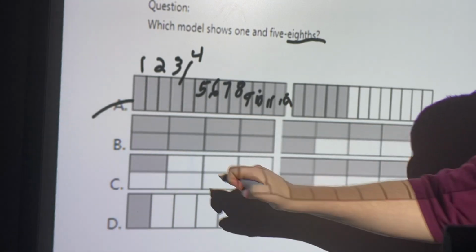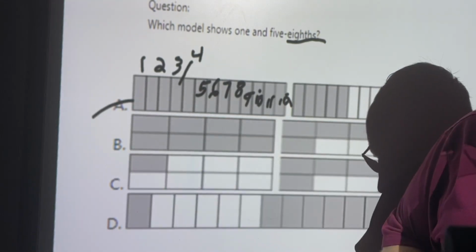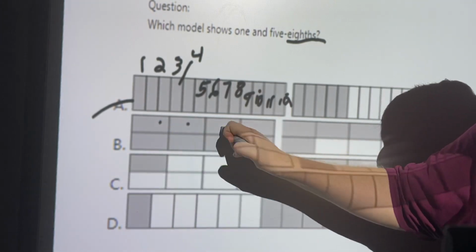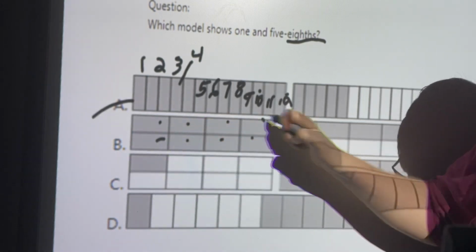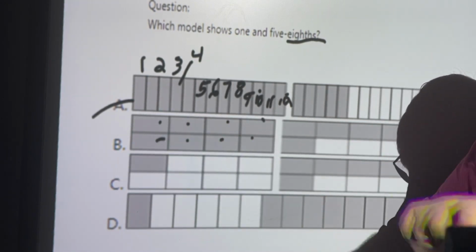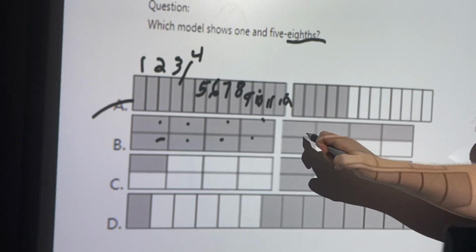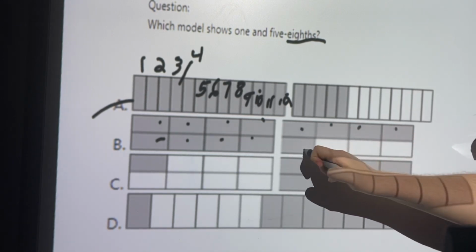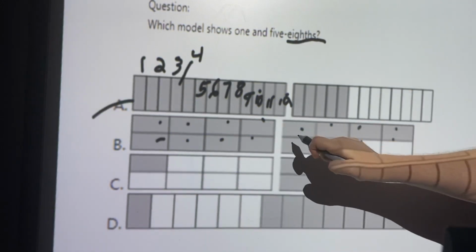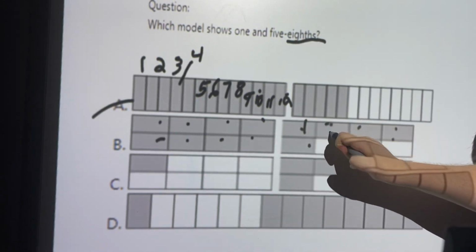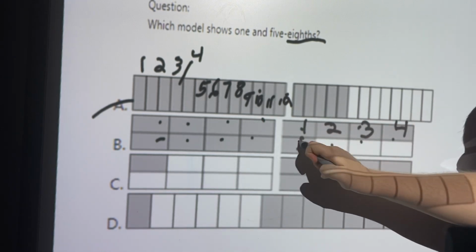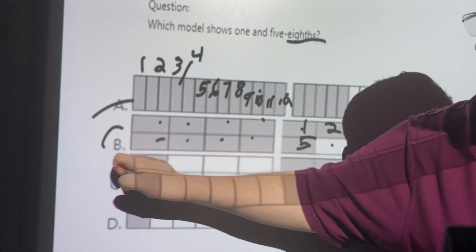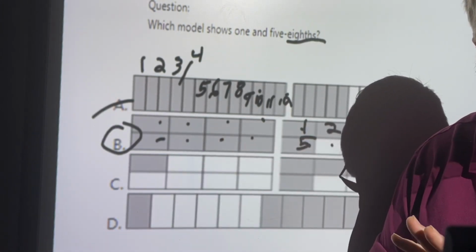Okay. How about B? Does it have 8 parts? 1, 2, 3, 4, 5, 6, 7, 8. If the whole thing's colored in, that's 1. Then over here, 1, 2, 3, 4, 5, 6, 7, 8. But are there 5 parts shaded in? Yes. 3, 4, 5. So B, we think, but are we gonna stop there, Eli?